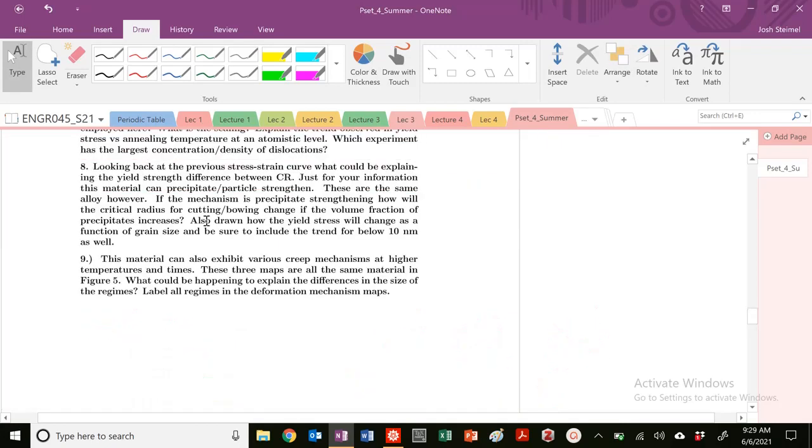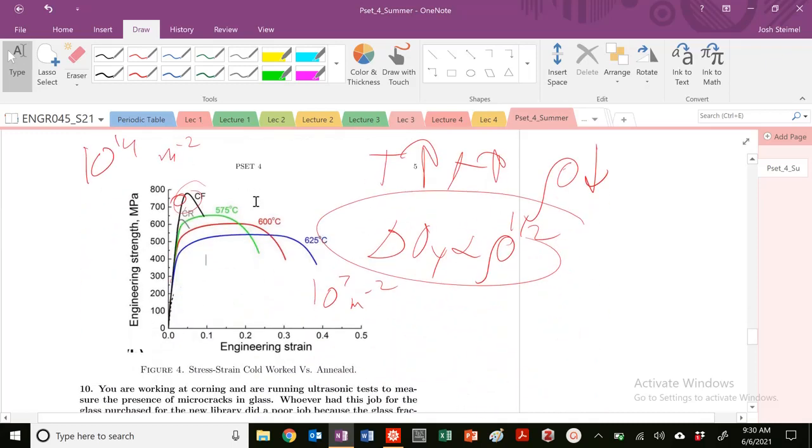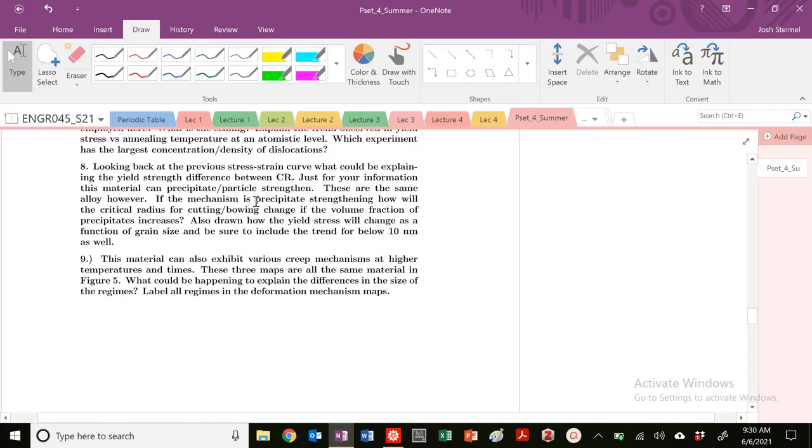All right. Looking back at these stress strain curves, what could explain the yield strength difference between CR and the others? Just for information, this material can precipitate particle strengthen. These are the same alloy, however. If the mechanism is precipitate strengthening, what is the critical radius? How can we explain the difference in yield strength between CR and some other materials? These are the exact same alloy.